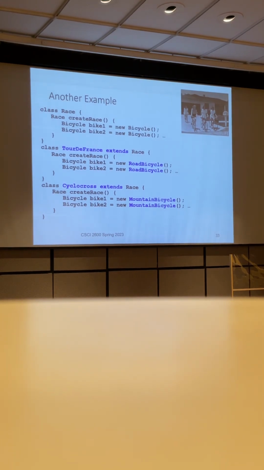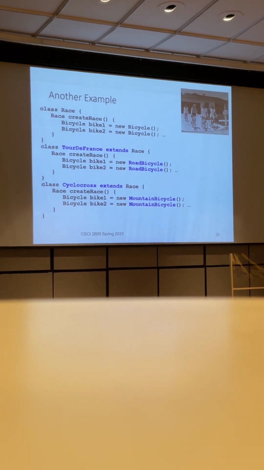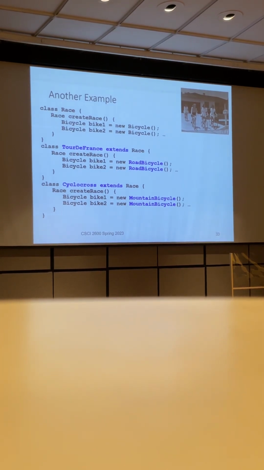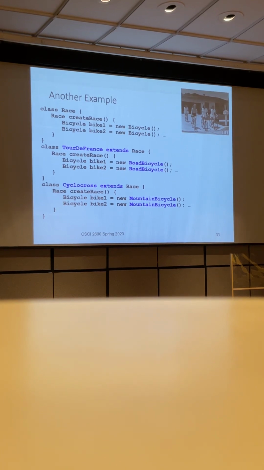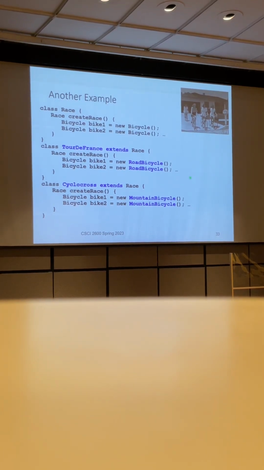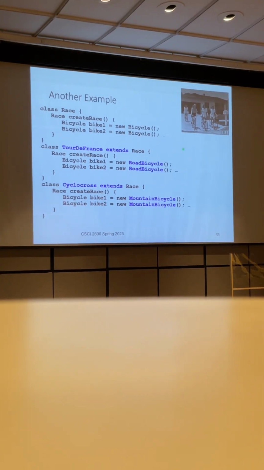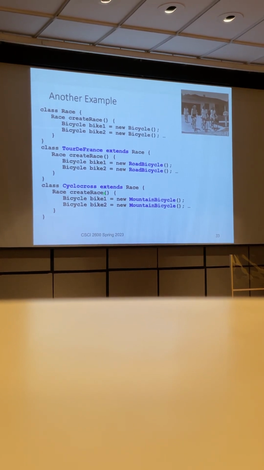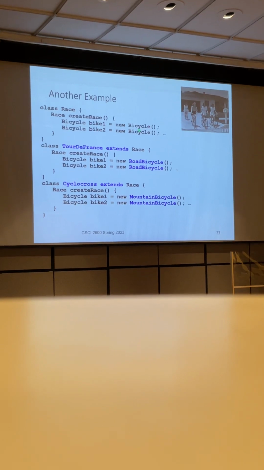All right, so we were talking about creational patterns, and specifically about factory method, which is one of the patterns. And here is an example that we will stick to for quite a few slides. So here the idea is that we have different types of races. Those are bicycle races. We have Tour de France, which uses road bicycles, and we have cyclocross, which uses mountain bicycles, and we have a sort of general race, which just uses a general bicycle.